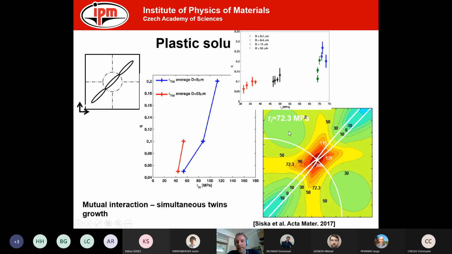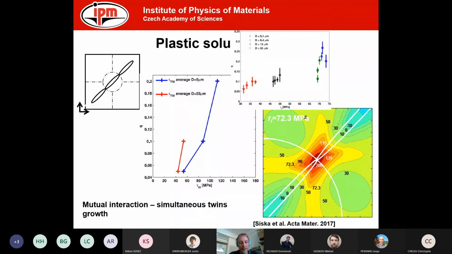So what we can say is that the twins, when they are next to each other, they definitely interact, and they support the growth of themselves. You can see also that the area of the stress concentration looks quite different, and the stress concentration in this case is more compact, and the area of the higher stress is smaller compared to the single twin.